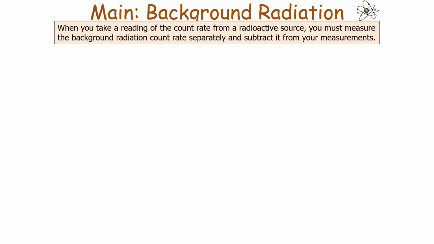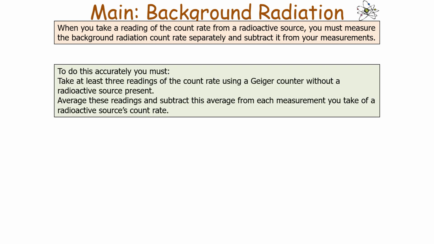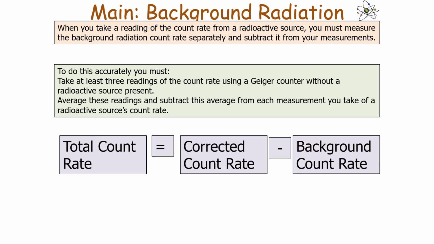Now when we're considering background radiation, you've got to remember that when you take a reading of the count rate from a radioactive source, you must measure the background radiation count separately and then subtract it from your measurements. Now to do this accurately, you've got to take at least 3 readings of the count rate using a Geiger counter without a radioactive source present. You then average these readings and subtract this average from each measurement you take of a radioactive source's count rate. So you would have the total count rate, which is everything with the radioactive source and the room it is in. You can then work out your corrected count rate by subtracting the background radiation from that.